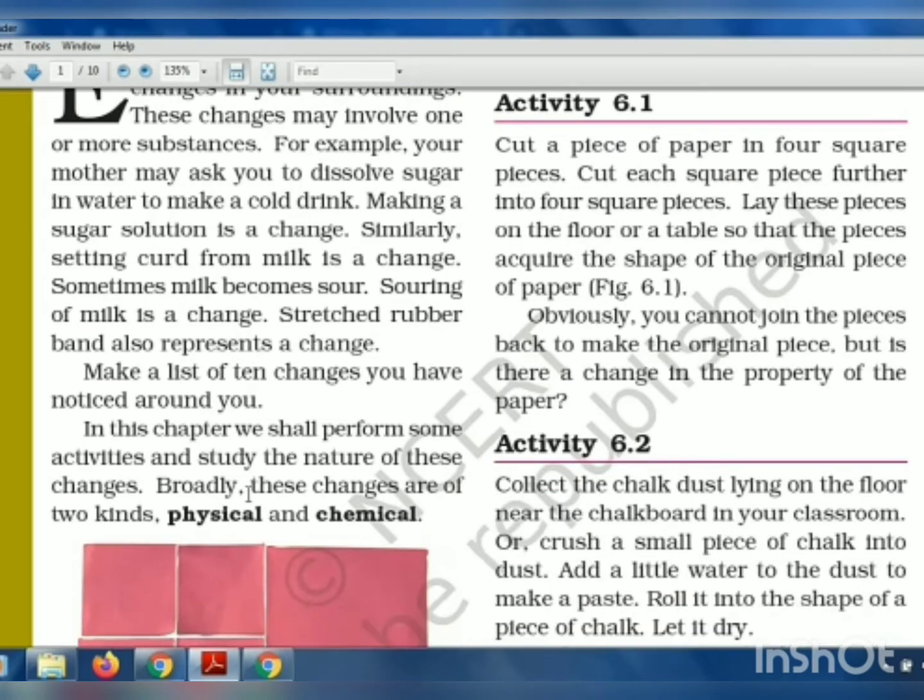Now there are two types of changes. One is the physical and the other is the chemical change. So first we will look into the physical changes.